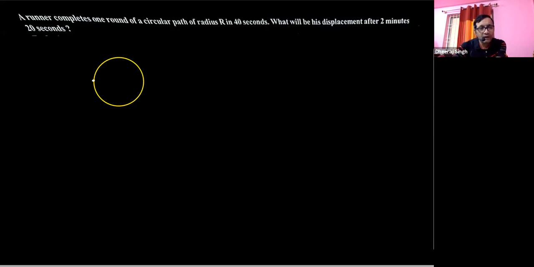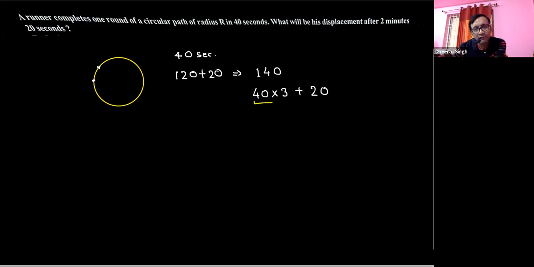Let's say the person starts from here in a circular path of radius r, and one revolution it completes in 40 seconds. So in 2 minutes 20 seconds, how many seconds are there? 120 plus 20, that is 140 seconds. 140 seconds can be written as 40 into 3 plus 20. So basically it makes 3 full revolutions. Full revolution doesn't add anything. You're back to the same point 3 times.